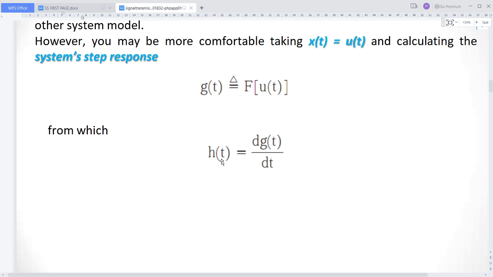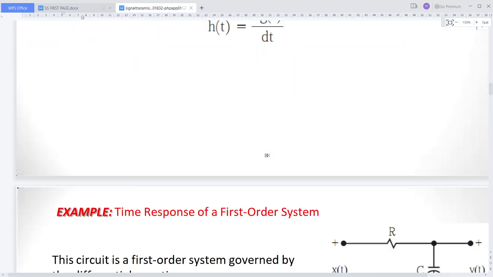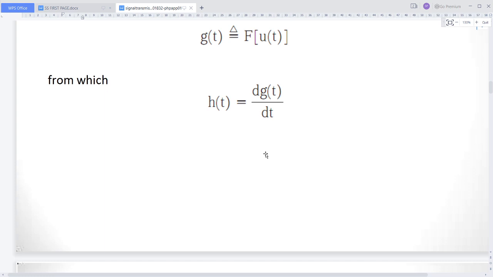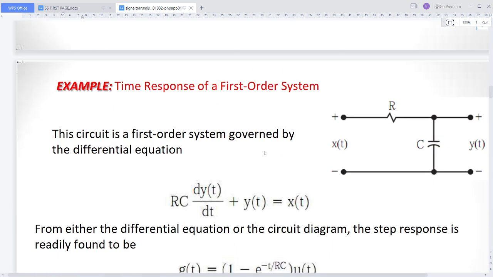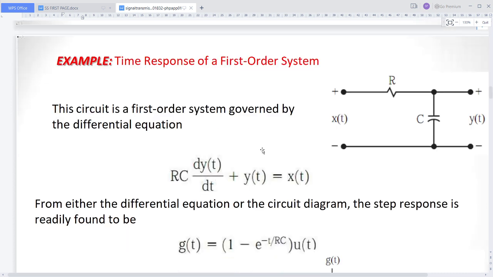of a unit impulse signal, by differentiating that system's step response with respect to time, so that you can get h of t. You can replace that y with h of t equal to d by dt of g of t, and by having this particular thing we can find the time response of the first order system.